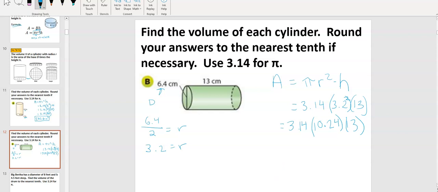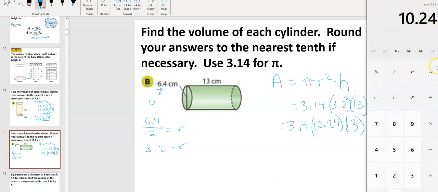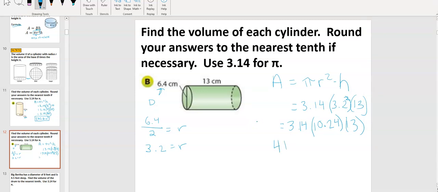Okay, so now I'm going to put that into my calculator. So 10.24 times 13 times 3.14, and I'm going to get 417. And then notice that in my problem up here, it wants us to round to the nearest tenth. Okay, and I've noticed that we've been struggling a bit on our tenths. So write this down, especially if you're someone who struggles, okay?